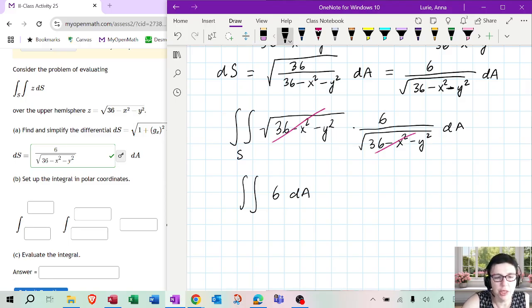Now, whenever you see this x squared and y squared, think of this is going to be a circle. I will probably be integrating over a circle. Now, what you're supposed to integrate over is the projection of the surface onto the xy plane. But what is the projection of the upper hemisphere on the xy plane? So what does the upper hemisphere look like?